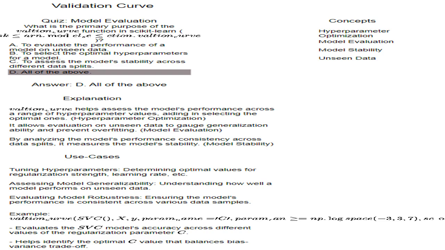A stable model consistently performs well across different data samples. Validation curve allows you to assess the consistency of a model's performance by evaluating it on multiple data splits. This helps identify if the model is significantly affected by random variations in the data. This refers to data that the model has not encountered during training. Evaluating the model on unseen data is critical to gauge its ability to generalize to new, previously unobserved data.